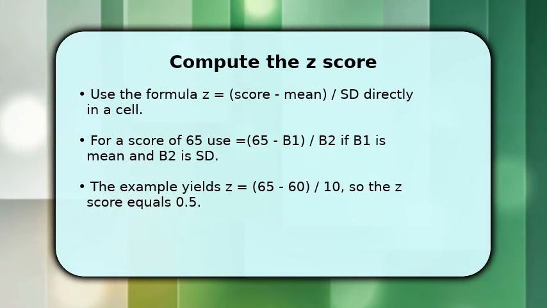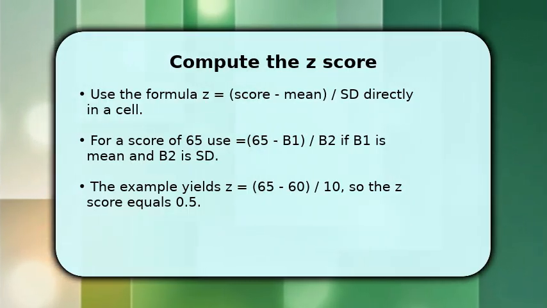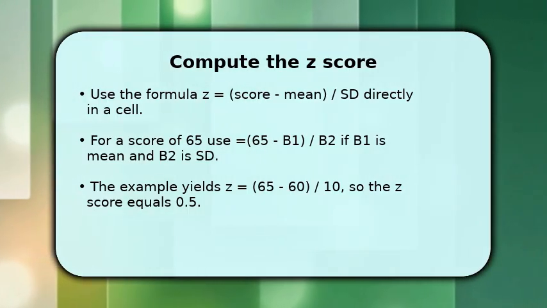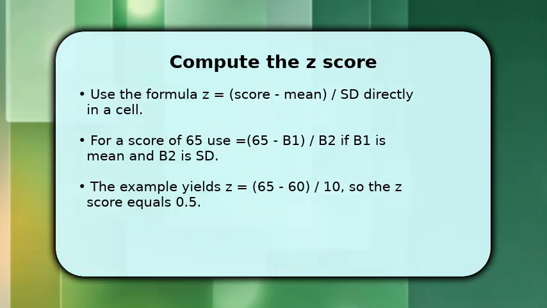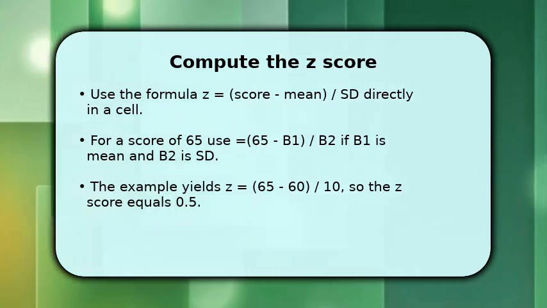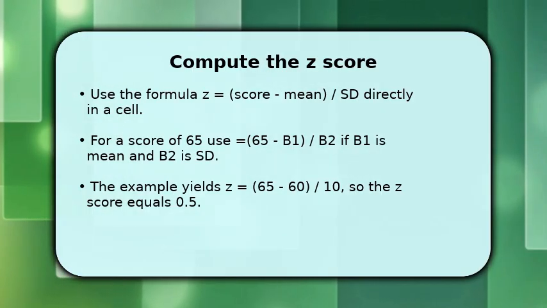Now calculate a specific z-score using the standard formula. Place your raw score in a cell, for example 65 in A4. Reference the mean and SD cells when writing the formula. Enter equals (A4-B1)/B2, where B1 is the mean and B2 is the SD. Press enter to compute the result instantly.